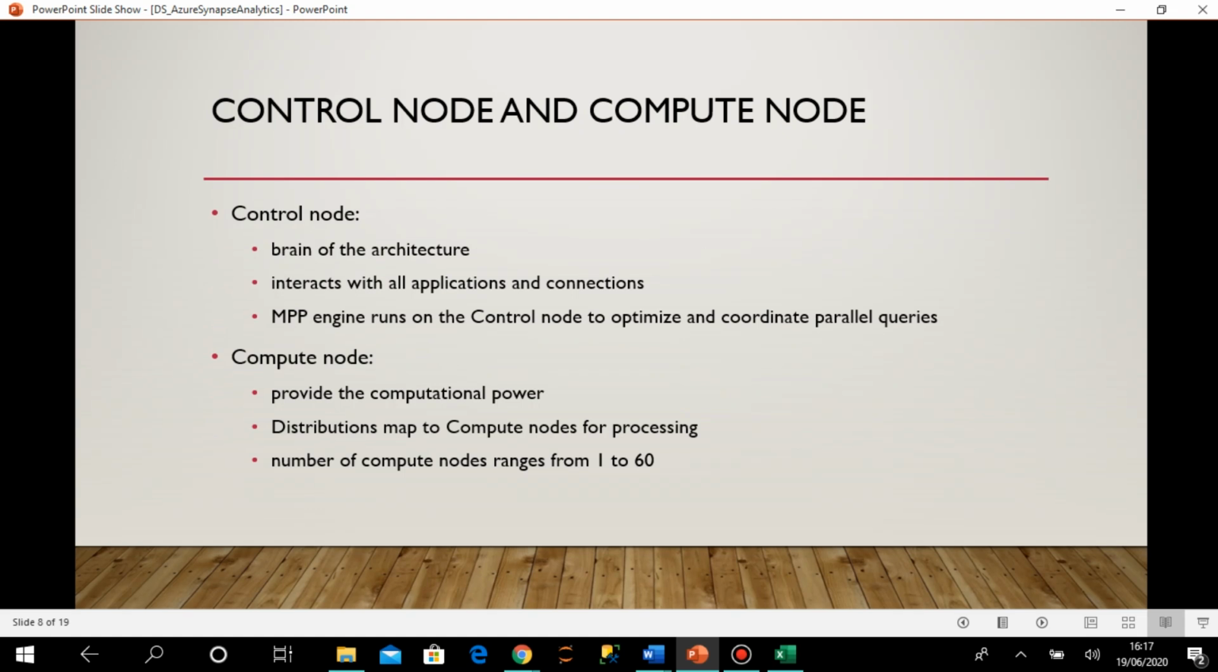And then this compute node provides the computational power, so it actually does the processing in shared mode, and that's why it gives the computational power. Distributions map to compute nodes for processing. Now distribution is a part of work. What is distribution, we'll discuss that. For now you can assume it's only a part of work that is given to the compute node, and the number of compute nodes ranges from 1 to 60. Why 1 to 60, that I will tell you. As you can see in that earlier architecture diagram, the number of compute nodes can be from 1 to 60.